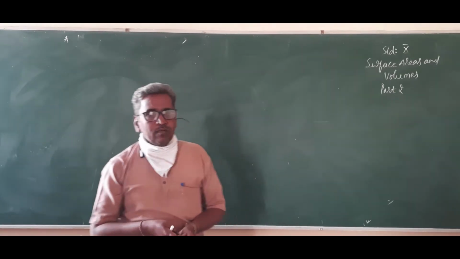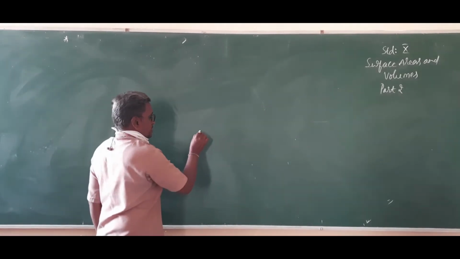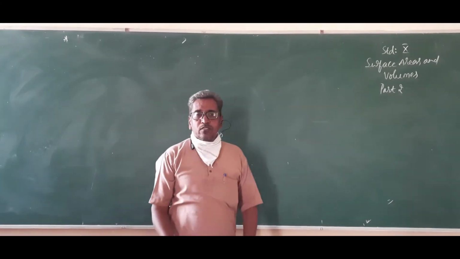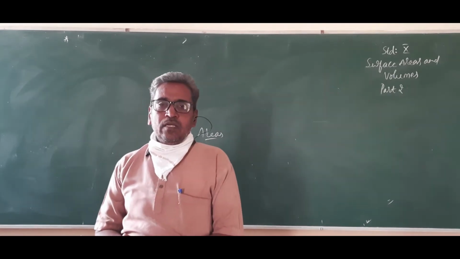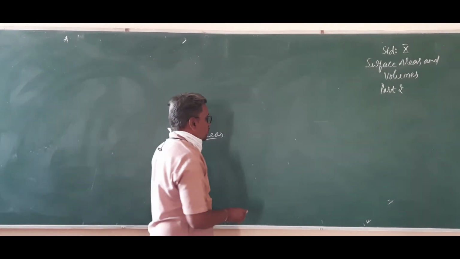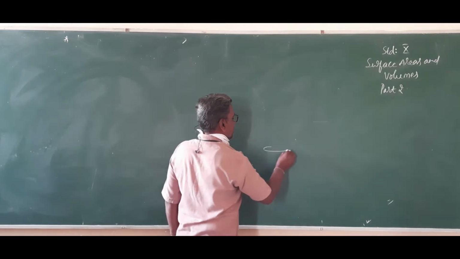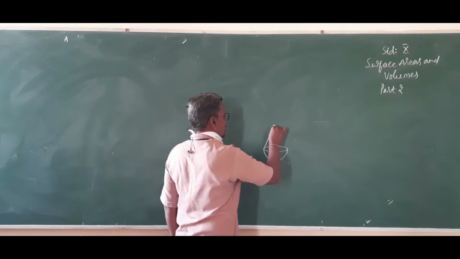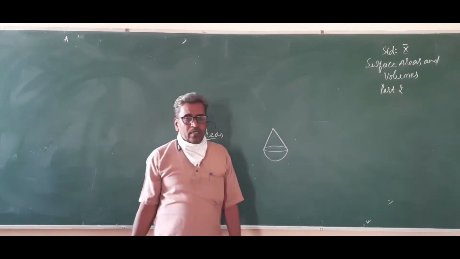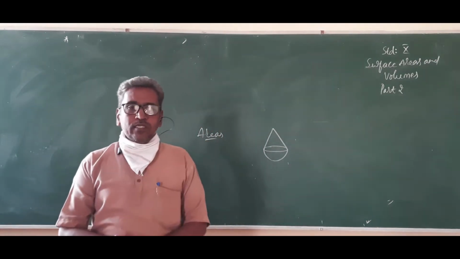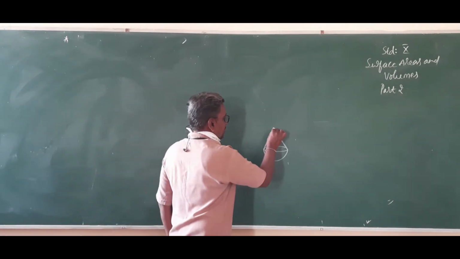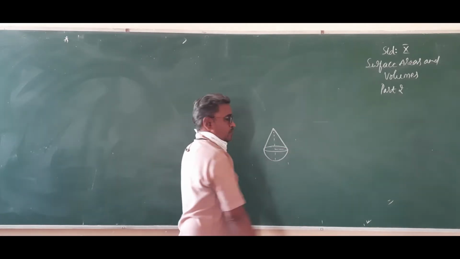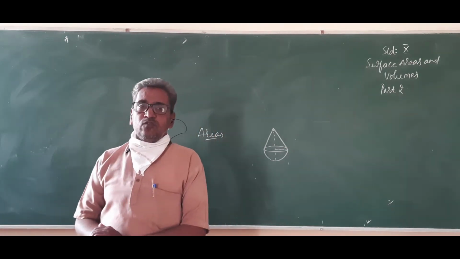In the last class, we studied the surface areas of combinations of solids. Just for example, I can remind you: a cone is mounted on a hemisphere, then a toy is formed. Yes, this is said to be a combination of solids.